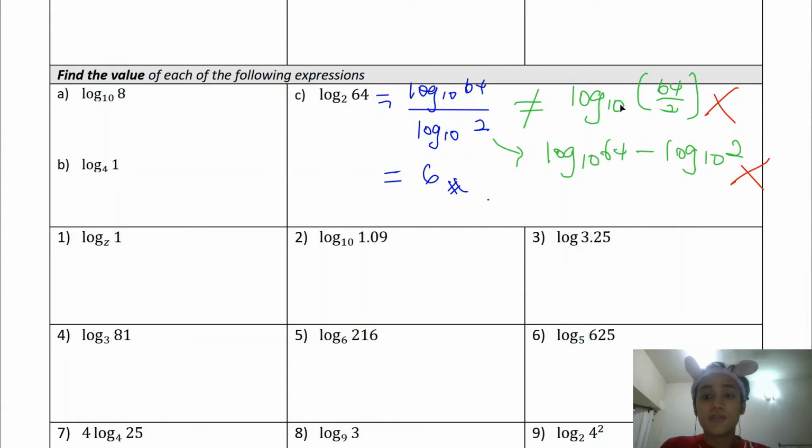The reason is that in this one you are logging a fraction, but this is not a fraction; this is two different integers. So you cannot change it into this. Always remember this. Creative ones, don't simply simplify.